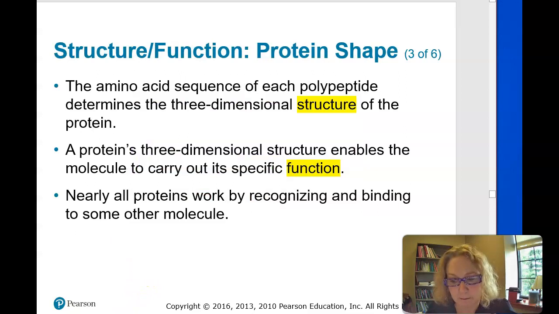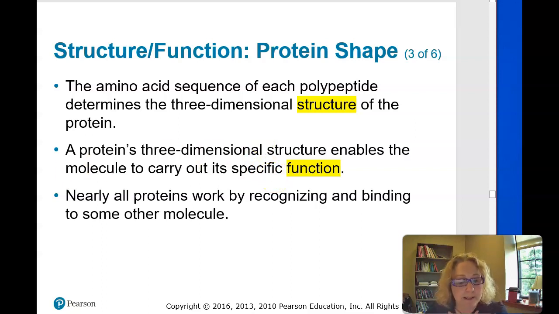Okay, this is going to make sense. Wait for it, because we're going to talk about disease. Okay, so the primary structure, the amino acid sequence of each polypeptide, determines its 3-dimensional structure. So the sequence, the letters, are eventually going to make a structure because the functional groups that come off those are what's going to bond with each other. The protein's 3-dimensional structure enables the molecule to carry out a very specific function. Do you see what I'm doing there again with structure and function?